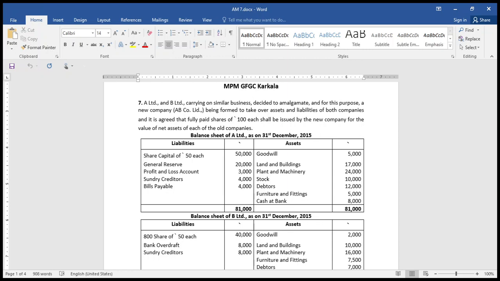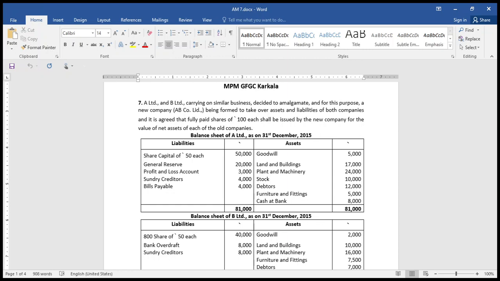Here the mode of settlement of purchase consideration is given. So whatever the purchase consideration comes, it should be settled in the form of issue of fully paid shares of rupees 100 each. The entire purchase consideration will be settled in the form of issue of fully paid equity shares of rupees 100 each.